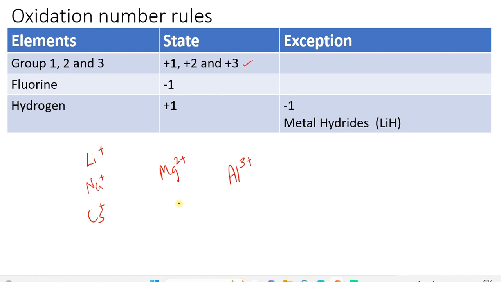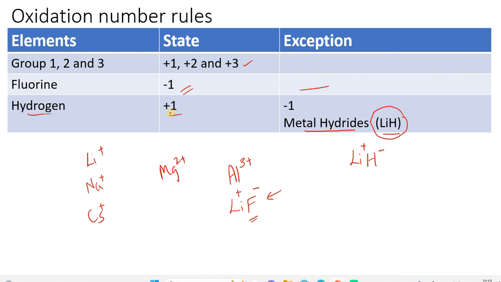For fluorine, when it forms compounds such as lithium fluoride, we're just looking at really simple compounds. Lithium is +1 and fluorine becomes -1, and it's always -1. There are no exceptions. Hydrogen is always given a +1 oxidation state, except when it's a metal hydride. That means if it forms a compound with a metal, then it's a metal hydride, in which case lithium has a +1 oxidation state and H is given -1.